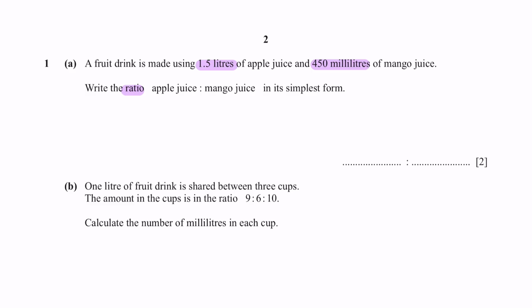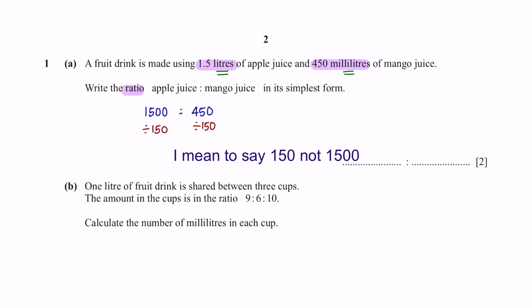You have to pay attention here that the volumes of both these drinks are in different units. So the first thing we're going to do is unit conversion. 1.5 liters would be 1500 milliliters and mango juice would be 450. And now we have the same unit. Both these values can be divided by 150, giving us 10 to 3, which is the simplest form.